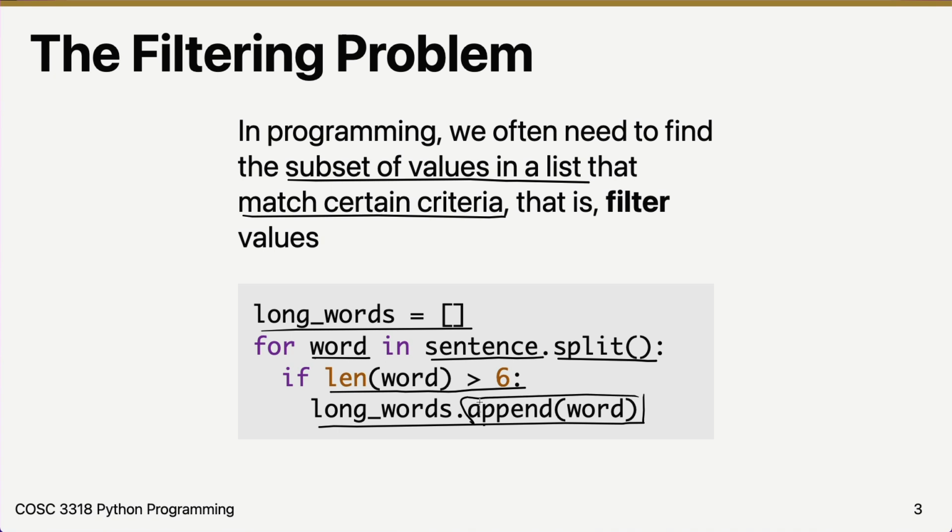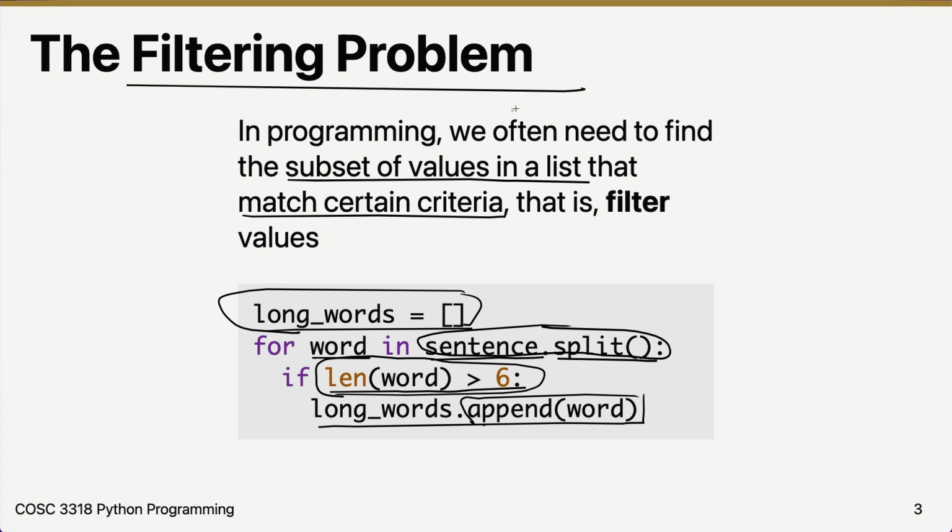And so what we're doing here is we're looping through a list of all the words in a sentence, and then we're applying a criterion, whether or not the length of that word is longer than 6, and if so, we're adding it to this new list. And that way our new list is only going to contain the long words. We filtered all of the short words out. We filtered it so that only the long words are in this new list. This is what's known as the filtering problem.